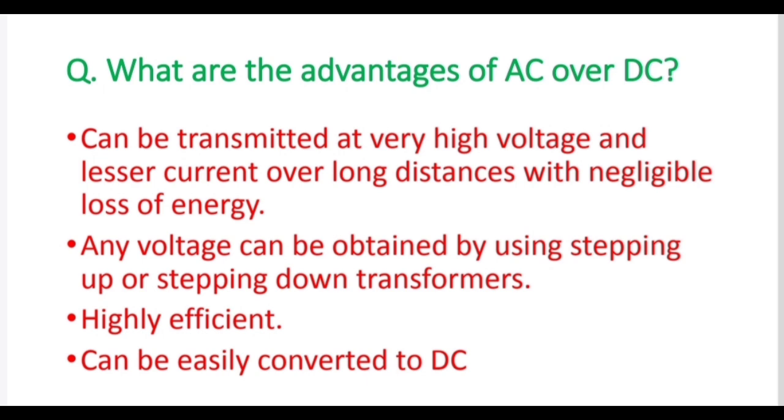What are the advantages of AC over DC? You know, AC is always preferable compared to DC because AC can be transmitted at very high voltage and lesser current over long distances with a negligible loss of energy. Any voltage can be obtained by stepping up or stepping down using transformers. We can change the voltage, and also it's highly efficient and can be easily converted to DC.